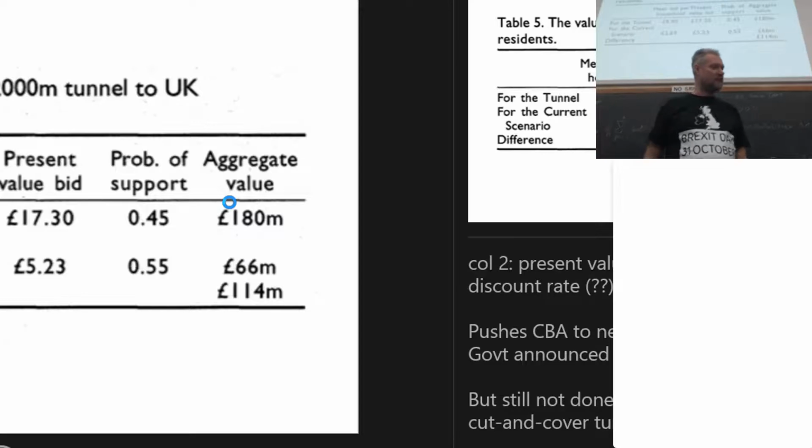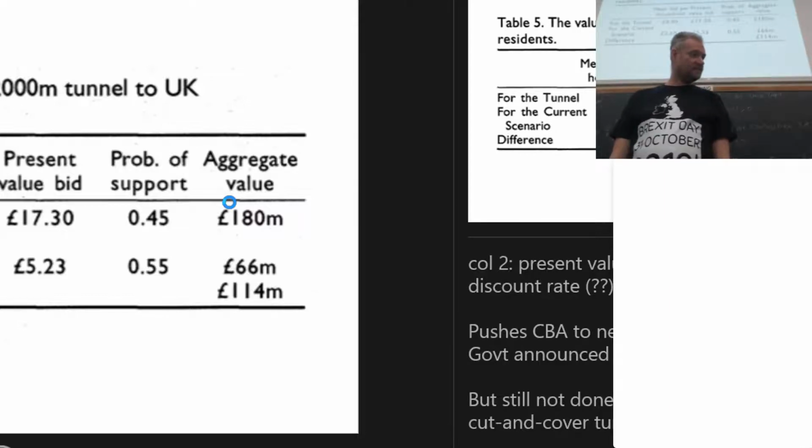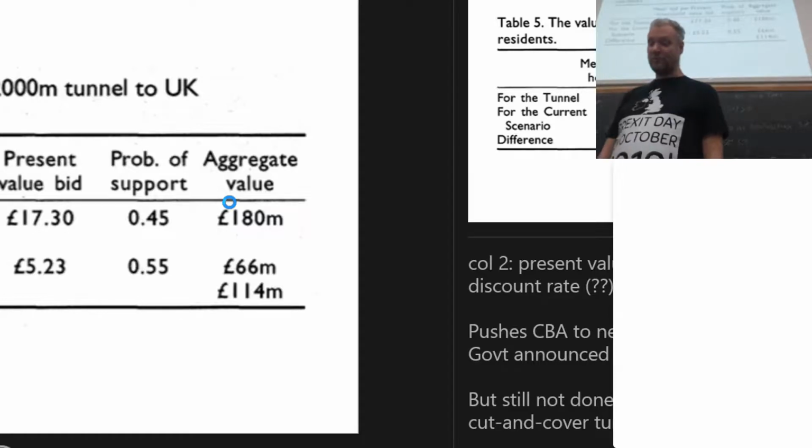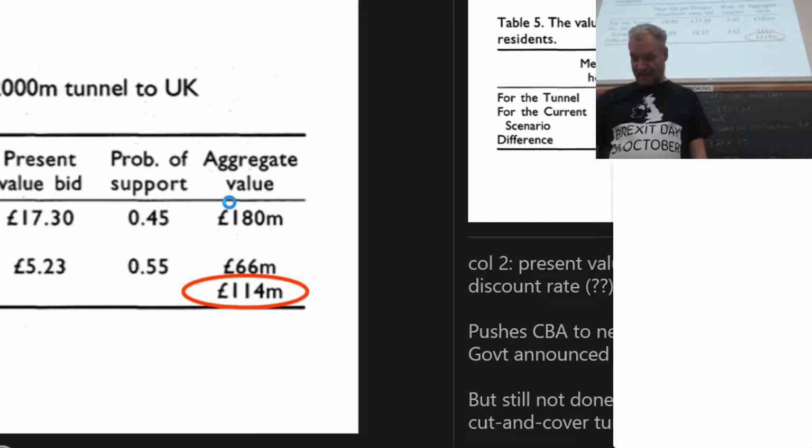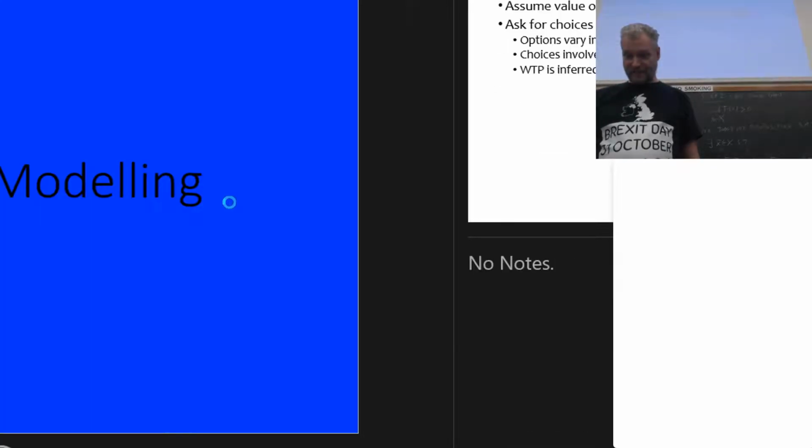Then add it all up, scale it up to the UK population. Then, for the tunnel, because the willingness to pay was so much higher, even though the proportion of people was somewhat lower, it generated a positive impact of £114 million, right? And the cost was 125. So this may not be the preferred way to go. Right, so that is what people do.